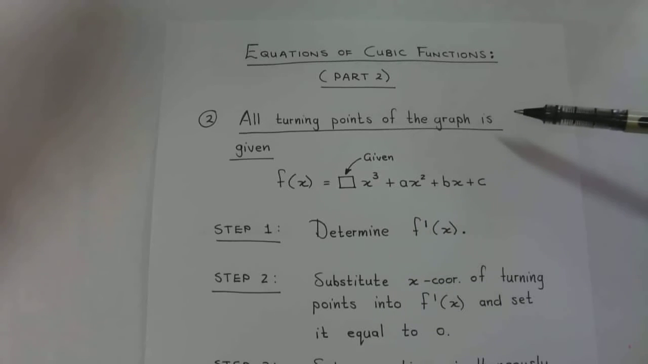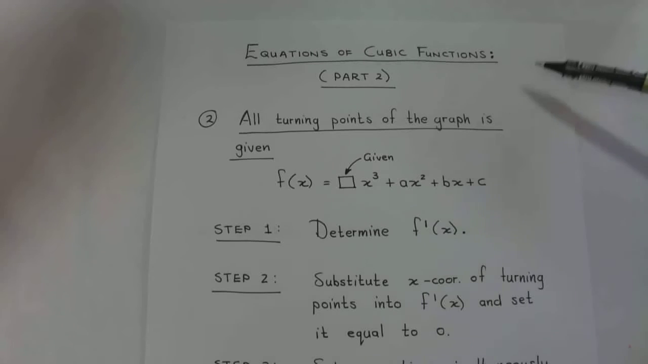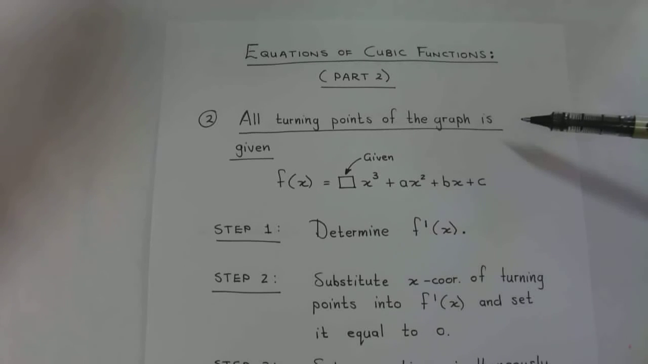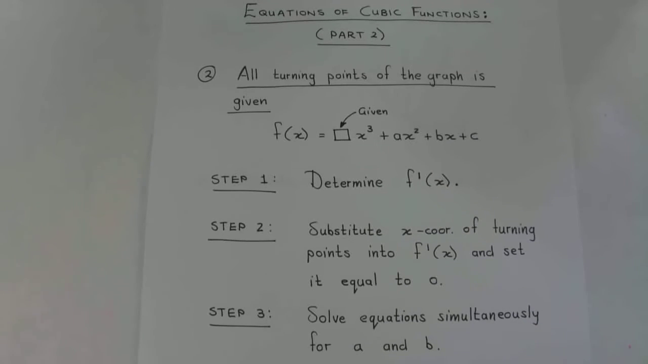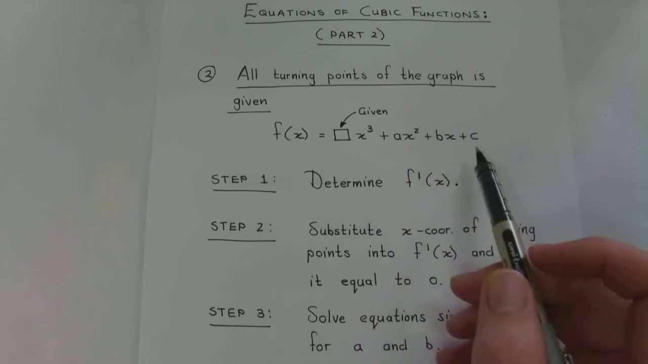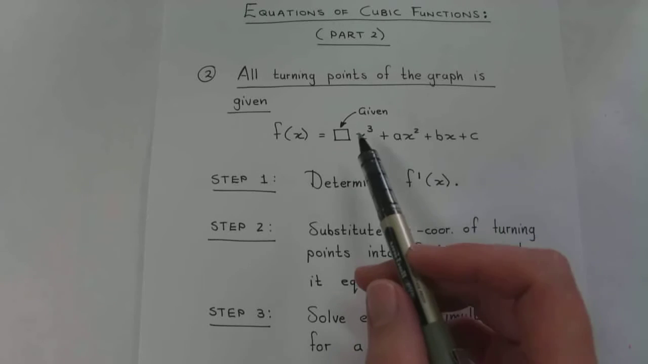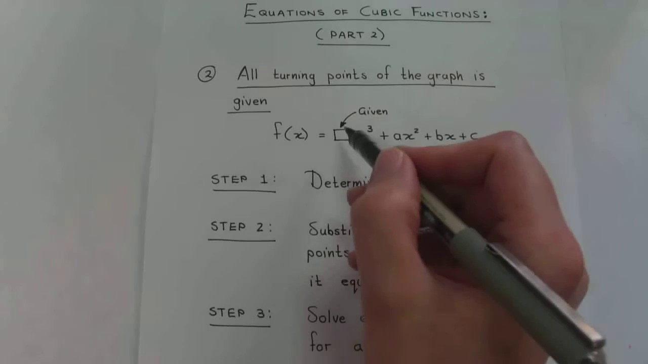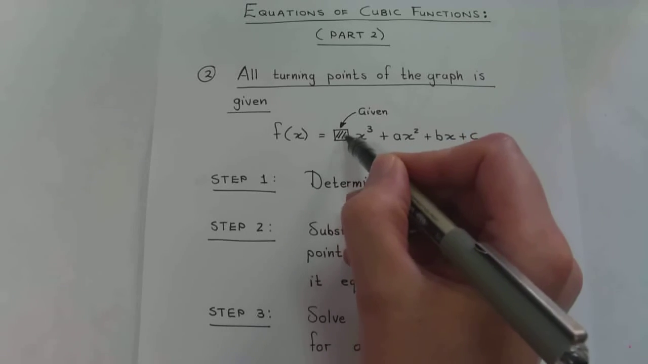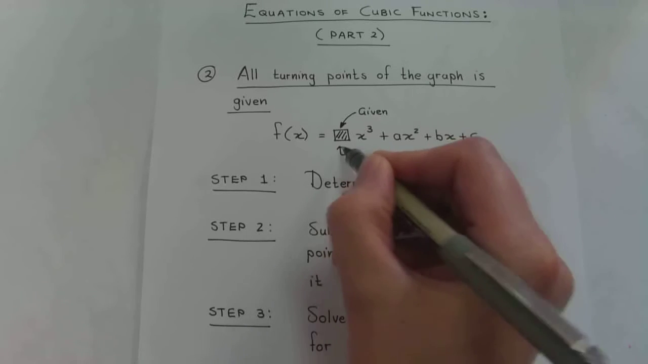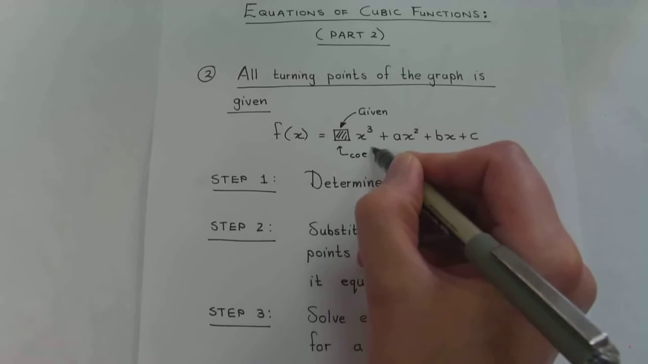So in the previous video, we discussed, if they give you all of the x-intercepts, what do you do? This particular video, they say, what if they give you all of the turning points of the graph? So if they're giving you all of the turning points of the graph, in this case, there'll be 2 turning points. You're going to use this particular version normally. And the reason you normally use this particular version, we did discuss it in the previous video, is the coefficient of x cubed. So that coefficient of x cubed, that's given to you.